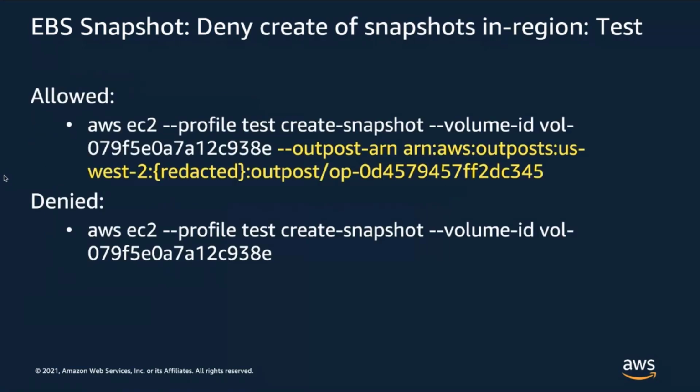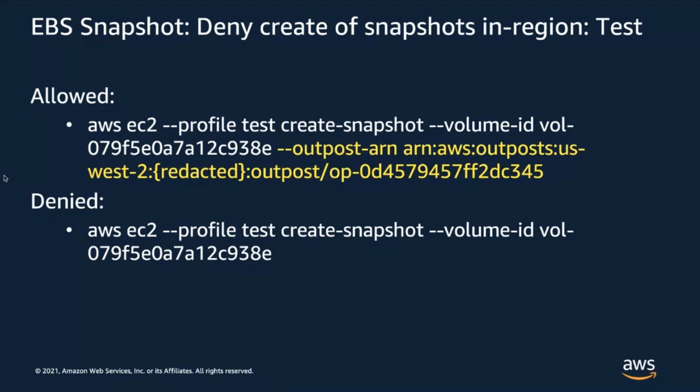So let's look at an example of the commands that you can use to test this. The volume in both examples is the same volume, and it has to be a volume that I've created on an Outpost. The difference between these two commands is that the first one, which is actually allowed, specifies the destination of an Outpost ARN, while the second one doesn't. If you don't specify the destination of an Outpost ARN, that defaults to going into the region. And because that second command doesn't specify an Outpost ARN, it's going to get denied.